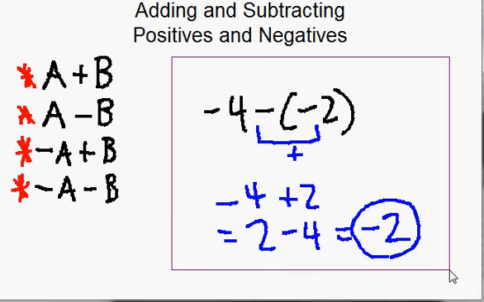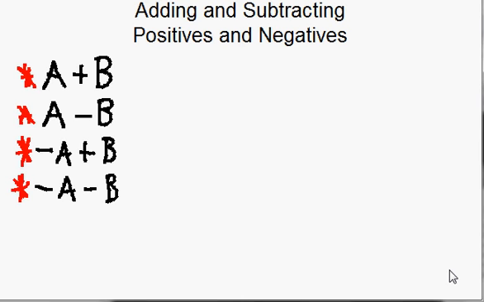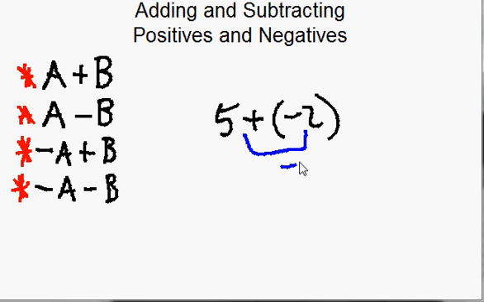All right, let's see. Did I cover all the situations? How about 5 plus negative 2? Again, plus minus right next to each other can become a minus. And we end up with 5 minus 2. 2 is smaller than 5, so it's just a regular subtraction. You get 3. Okay?